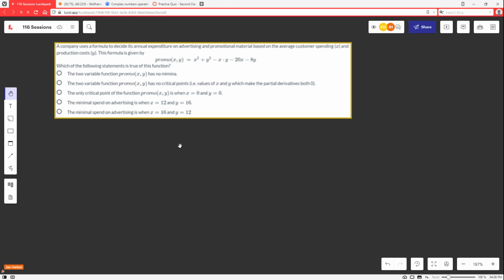Okay, the minimum spending is when... Okay, so one is when the minimum is at this position, and the other is that it has no minima, that it has no critical points, or that it does have only one critical point, which is at the origin.